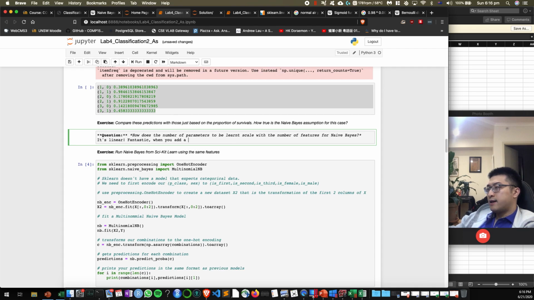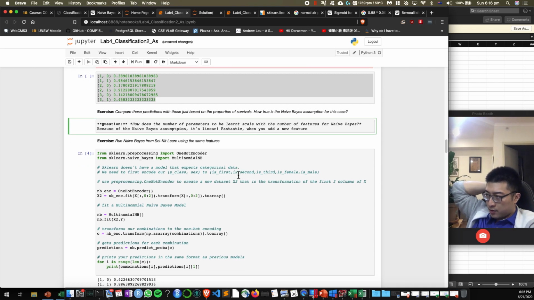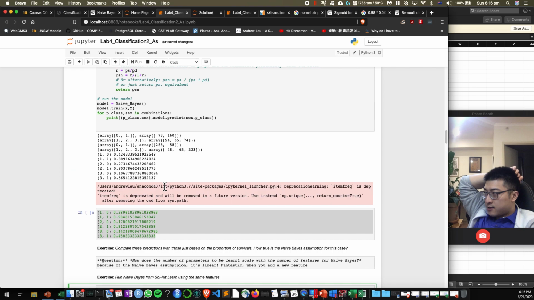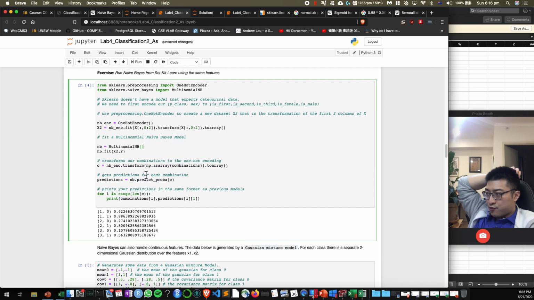When you add a new feature, I'd say it's because of the naive Bayes assumption. It's linear. Fantastic. Cool. Now, this is naive Bayes from scratch.